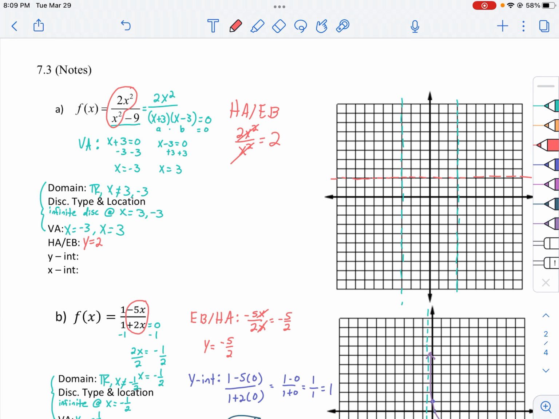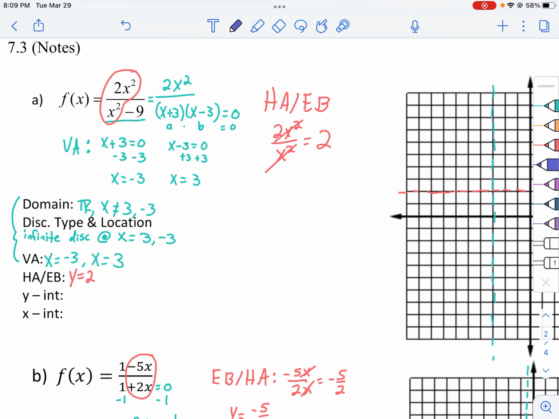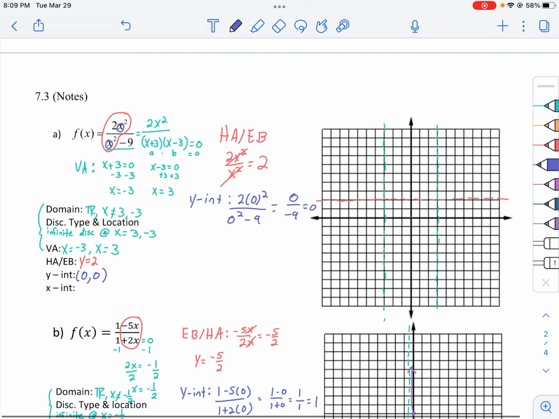Now that we have that, we can go y-intercept. Y-intercept, we plug in 0 for x. I like to go into the original equation when we do that. So y-intercept is going to be 2, 0 squared, divided by 0 squared minus 9. In this case, that would give us 0 divided by -9, which is just 0. So we plugged in 0, we got out 0. That gives us the origin, right? 0, 0.